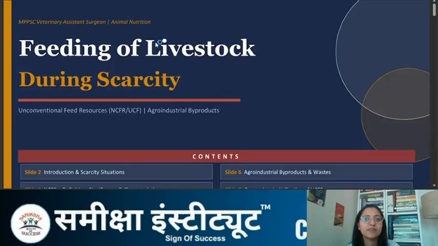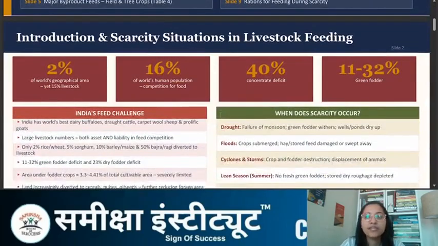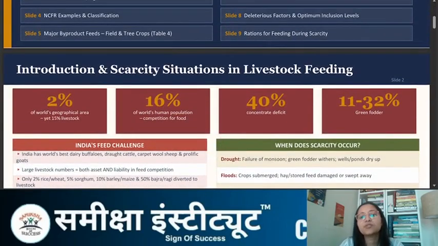Now let's discuss briefly the feeding of livestock during scarcity. Silage is also a type of feed, green fodder, that is fed to the animals during scarcity periods. Apart from this, there are other methods also involved. So why do we need to feed animals during scarcity? Basically, scarcity conditions are very widely observed across India, because we have a deficiency of green fodder, dry fodder, and even concentrates.